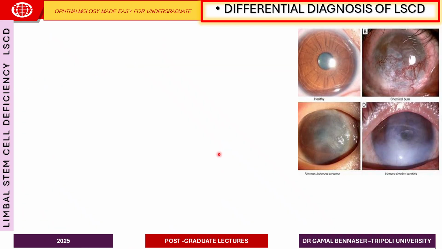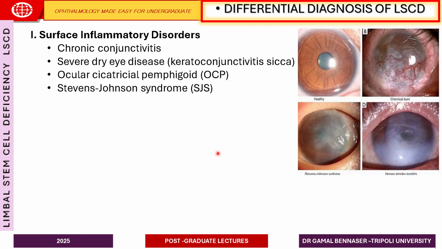Now we come to an important section of this lecture, which is the differential diagnosis of limbal stem cell deficiency. Of course, there are plenty of diseases that can mimic limbal stem cell deficiency as far as the symptoms and signs of the patients. However, the underlying pathology is completely different, and this is very important to plan the management for this patient. So there is a list of differential diagnoses that mimic limbal stem cell deficiency.